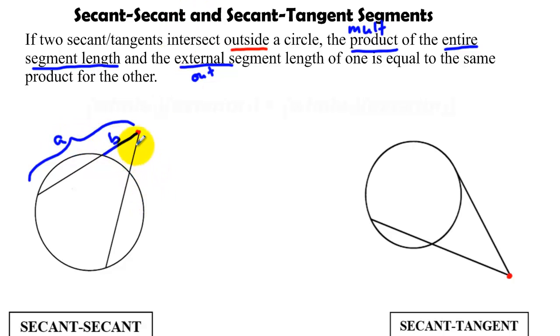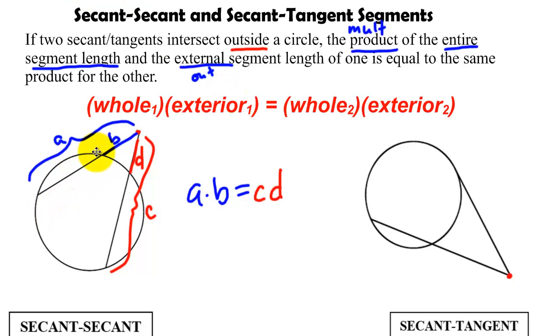That's what we're going to be multiplying together. Where is it on the other secant line? Well, again, here's the entire segment length, and here is the external segment length. So let's say the entire segment length is C, and the external part is D. We multiply those together. So we're going to say A times B is equal to C times D again. And what it boils down to is this. You're going to take the whole thing times the outside part and multiply them together. And that's equal for the other secant or tangent as well.